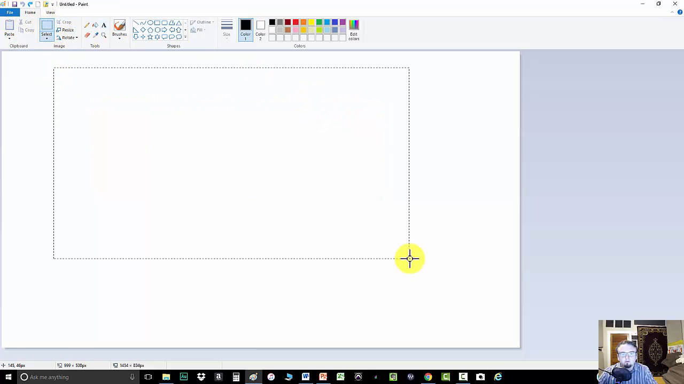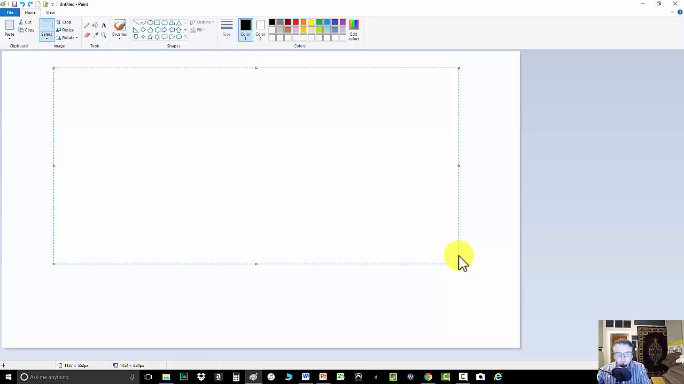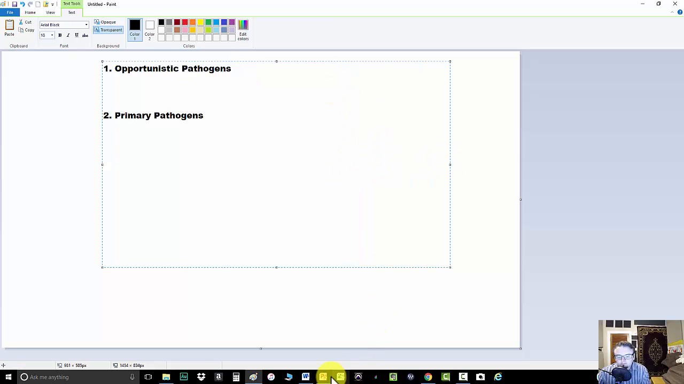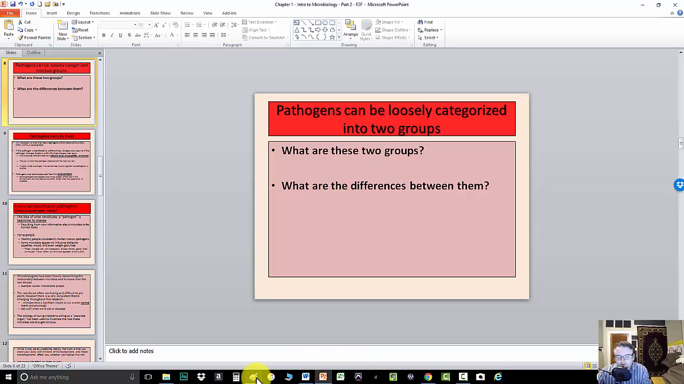So let's start with, what are the two groups? Group 1 is considered an opportunistic pathogen. Group 2 is considered a primary pathogen. So let's put this in a plural context: opportunistic pathogens and primary pathogens. So those are your two groups. All right, now let's talk about what the differences between them are.